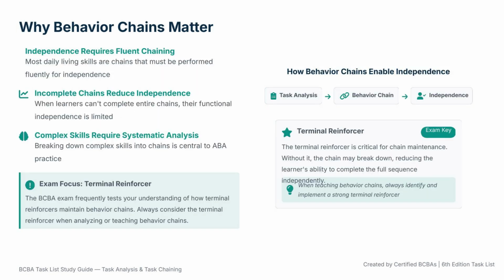Independence depends on fluent completion of behavior chains. When learners cannot complete full chains, their functional independence is limited. ABA practice relies on systematic analysis of these chains to promote meaningful outcomes. The BCBA exam frequently tests your understanding of how terminal reinforcers maintain chains, so always identify the final outcome when analyzing chain behavior.